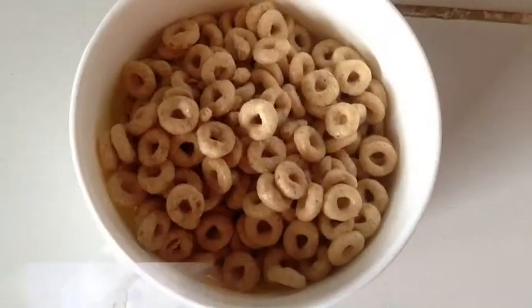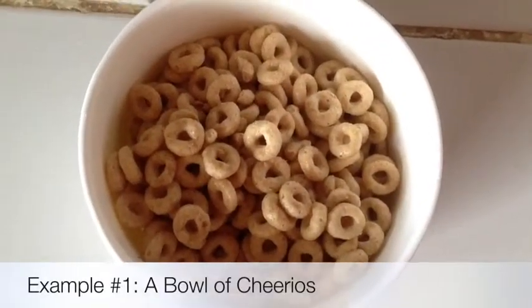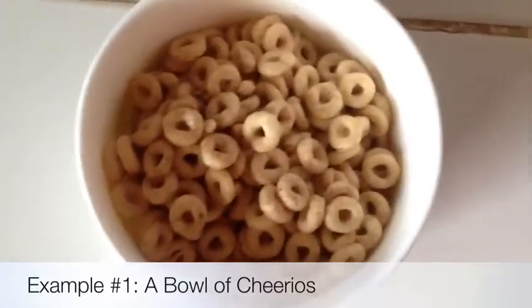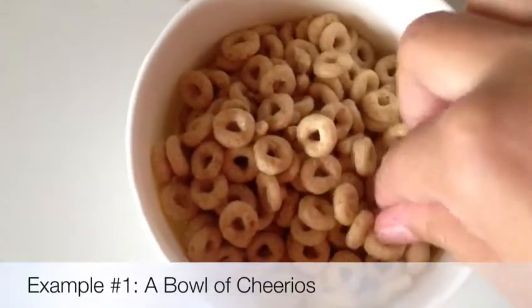A homogeneous mixture has the same uniform appearance throughout. Many homogeneous mixtures are commonly referred to as solutions. My first example of a homogeneous mixture is a bowl of Cheerios. They are uniform throughout, which makes them a homogeneous mixture.